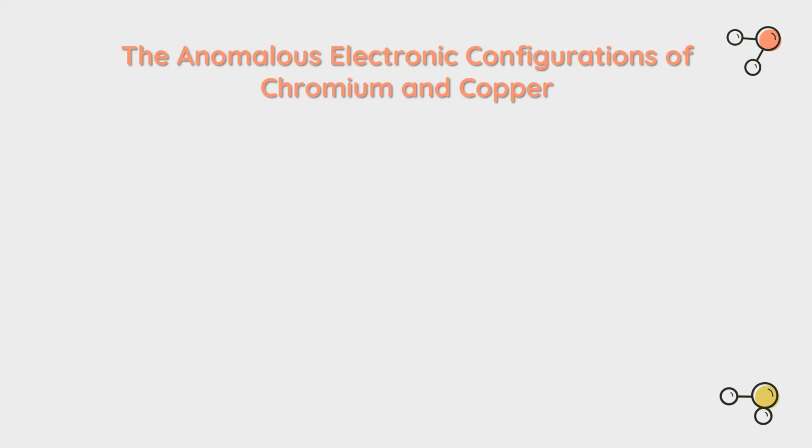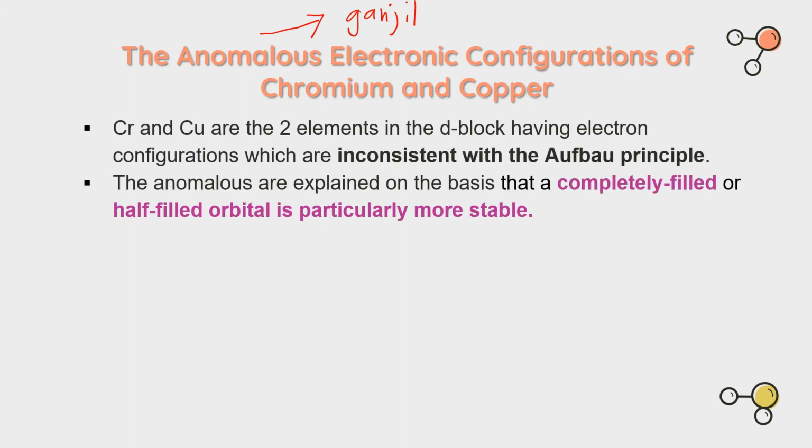Chromium and copper have anomalous electronic configurations. What does it mean by anomalous? Anomalous means abnormal or ganjil. So, in this case, for both chromium and copper, there will be anomalous keganjilan in their electronic configurations. In what way does this anomaly occur in their electronic configuration? Let's check out the answer.